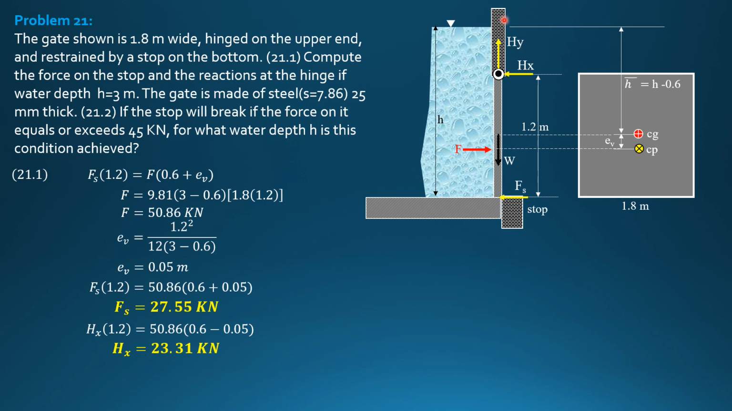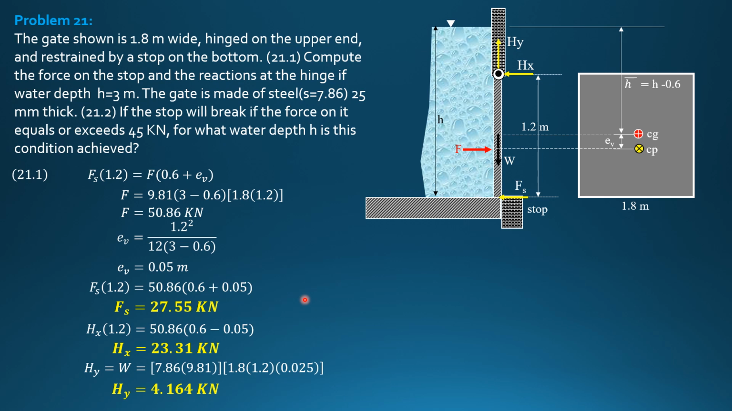Then sum of forces in y, Hy would be equal to the weight. And the weight is 7.85, specific gravity of steel, times 9.81, times the volume of the gate, which is 1.8 times 1.2 times 0.025, the thickness. So 7.85 times 9.81 is the specific weight of steel, times the volume of the gate, area 1.8 times 1.2 times 0.025. So Hy is 4.164 kilonewtons.